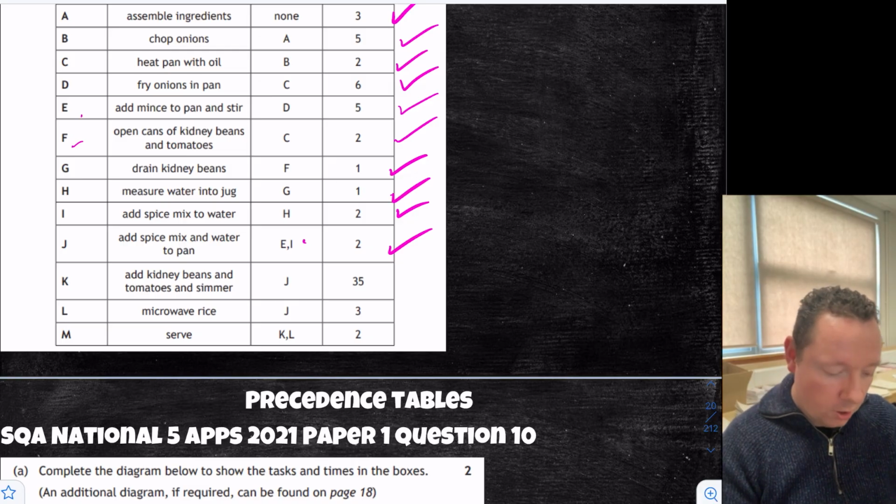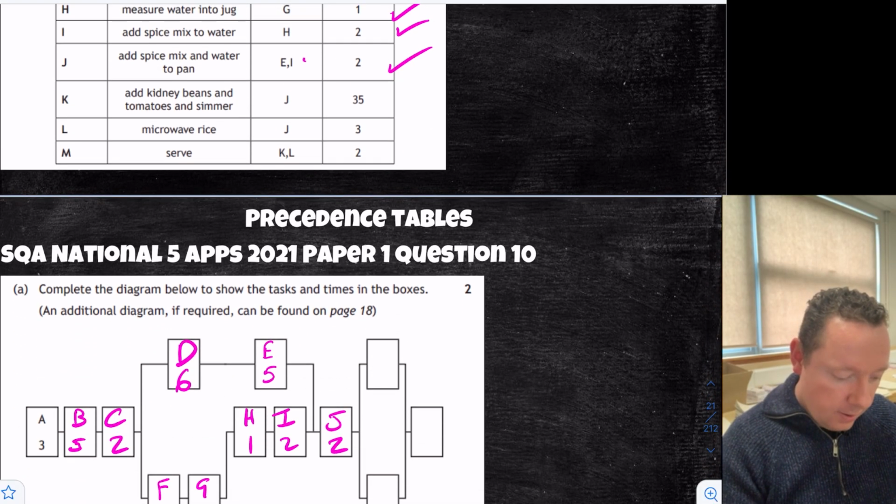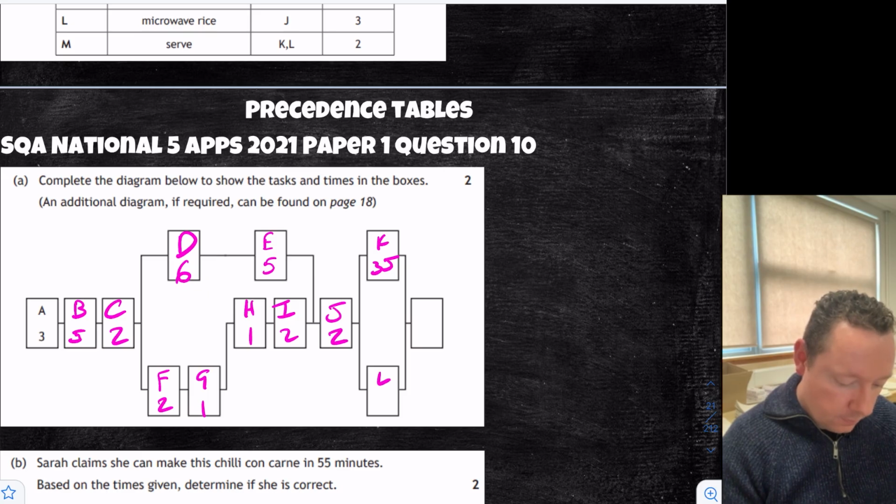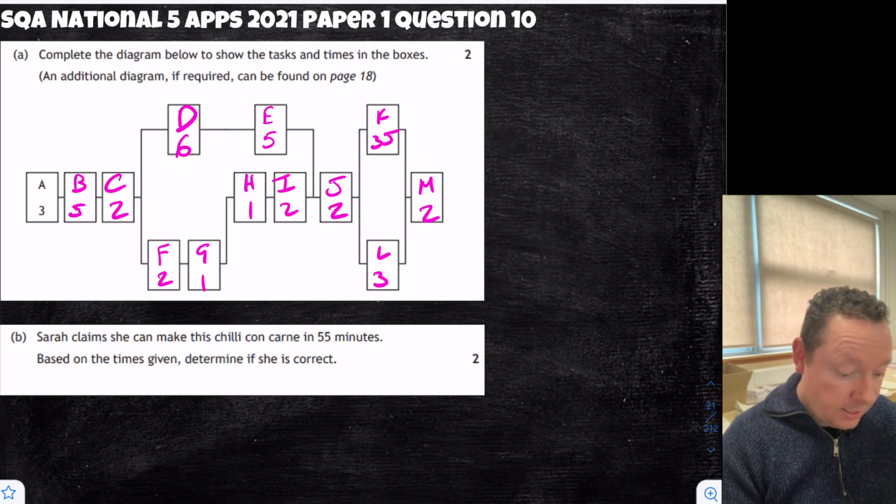So I'll continue on. After J, it's K, which is 35 minutes. And it's L, which is 3 minutes. Doesn't matter which way round they go. And then in the end, we've got M for 2 minutes. And we're done there. Sarah claims she can make the chili con carne in 55 minutes. Based on the times given, is she correct?